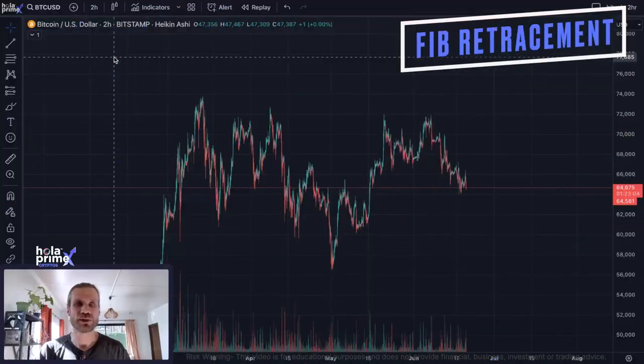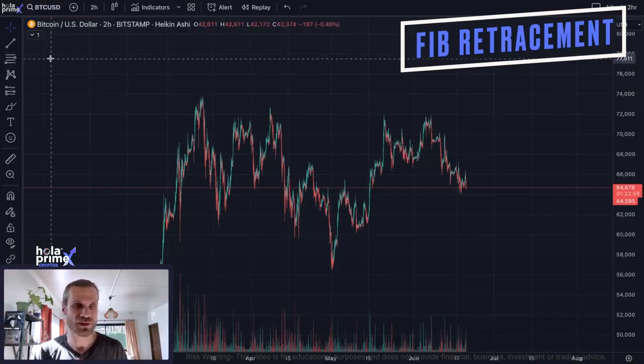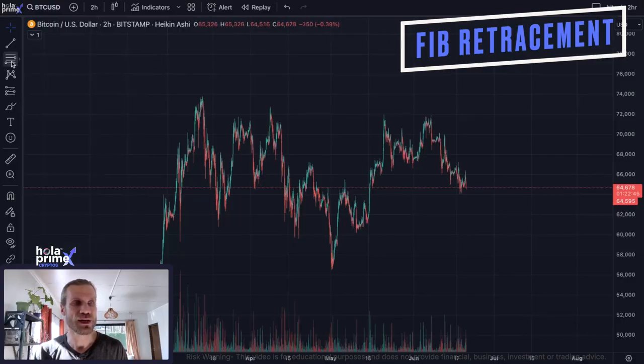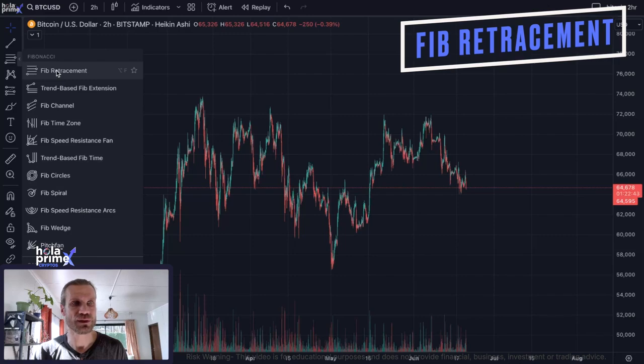So this is Bitcoin 2-hour chart again, except this time it's a blank slate. So in order to add fib levels onto this, we first need to select the fib retracement tool. So in TradingView, just go across to the side, it's the third one down, and it's the top of the list, fib retracement. You can also add it to your favorites if you want. So 1, 2, 3, click on this, fib retracement, and here we go.